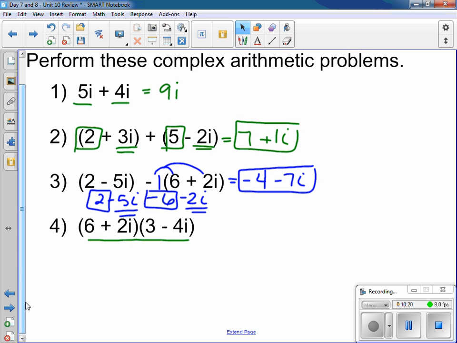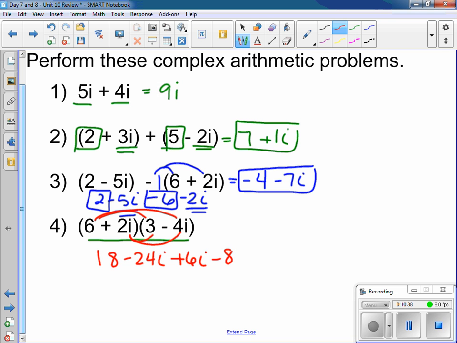Number 4 is the only one we have to FOIL. So I'm going to FOIL my 6 first, or distribute my 6, and I get, excuse me, 6 times 3 is 18. 6 times -4 is -24i. Now I'm going to distribute the 2i, so I get plus 6i minus 8i squared.